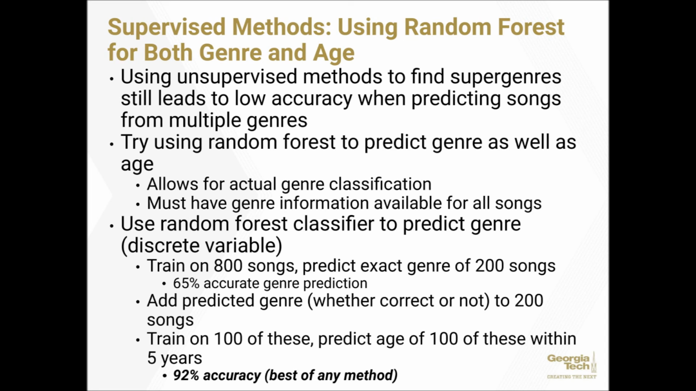Then we added the predicted genre, whether correct or not, to the 200 songs. Then we trained on 100 of these to predict the age of the remaining 100. With this method, we obtained 92% accuracy, now within 5 years of the correct age. Not only do we have better accuracy, but we also have better precision.